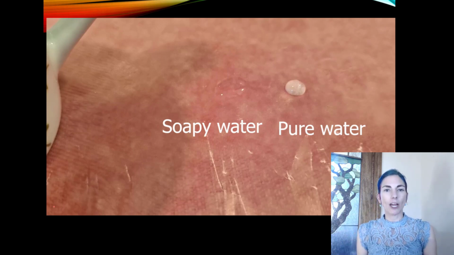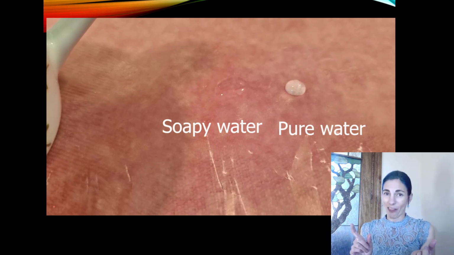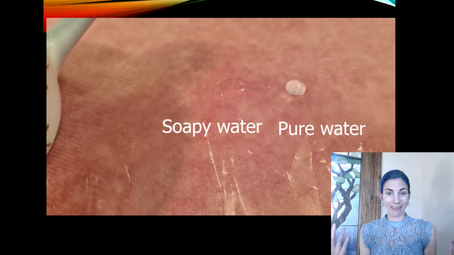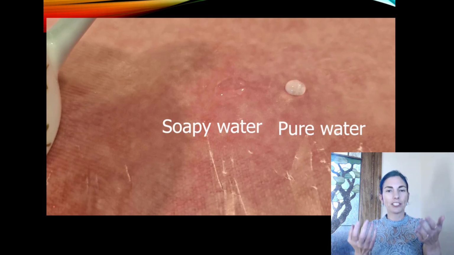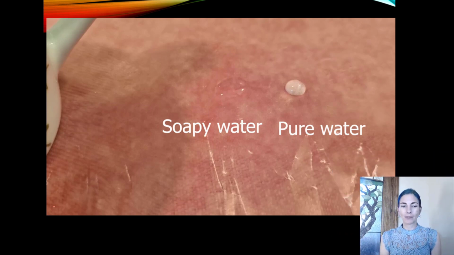That is because soap, like oils or surfactant, gets in the way of water molecules hydrogen bonding with other water molecules and being sticky. So soap and surfactant makes water less sticky. And that's evident here. The soap made the water less sticky, and it just ran everywhere instead of staying together as a nice tight bead.